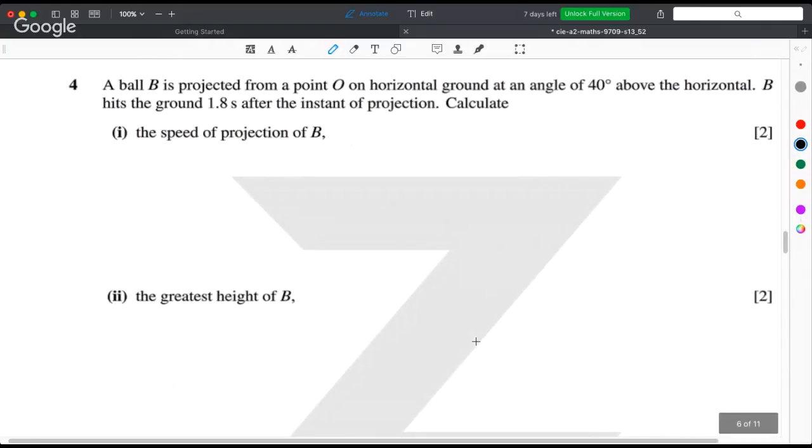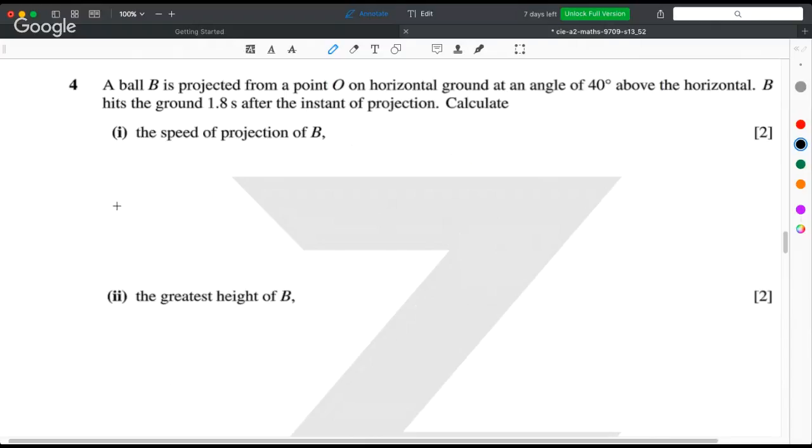Okay, question 4. This is a kinematics question. So you're going to need to use the equations of constant acceleration. We know that acceleration is constant because the only acceleration it's feeling is the acceleration due to gravity, which is always constant, at least over a local area.